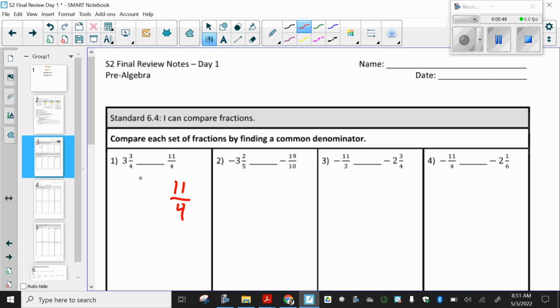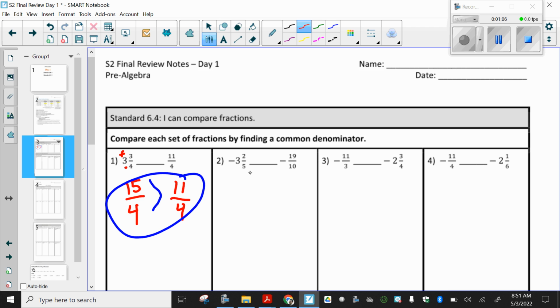So this one we have to convert. Remember to do that, we're going to take the bottom number times the big number. 4 times 3 is 12. We're going to add that other top number, so 12 plus 3 is 15. 15 fourths, and then once we know the bottom numbers match, we can compare. They're both fours, so we're going to look at 15 and 11. Which one's larger? 15 is larger than 11. That's done. Let's do it again.